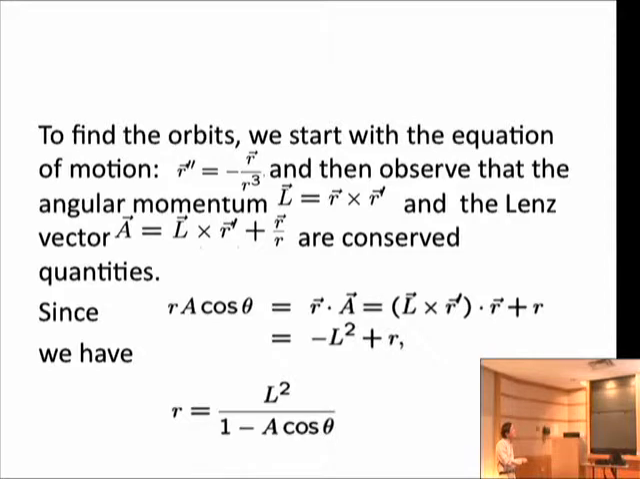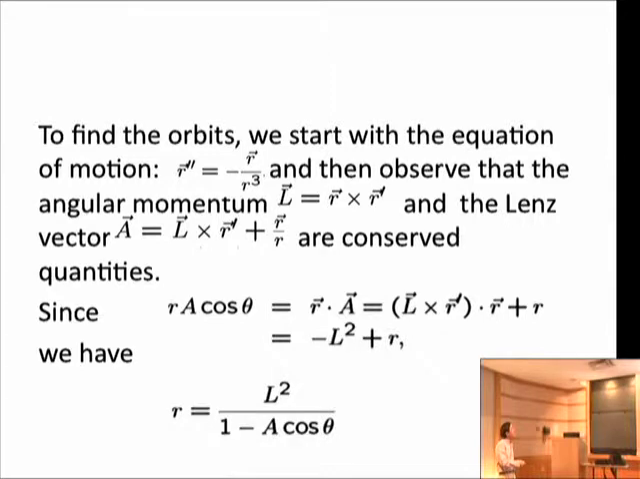You do cyclic permutation, and then you end up with L squared. L squared means L dot with L. And this r here, this r here, so algebraically you can easily solve. You get this, and this is really the conic written in the polar coordinates on the plane.